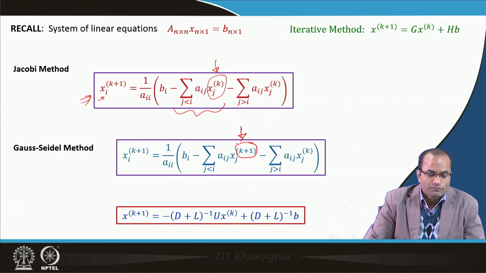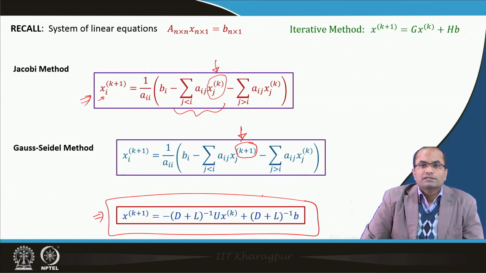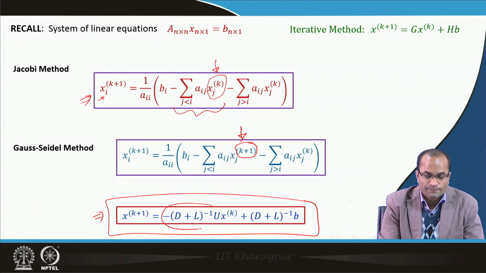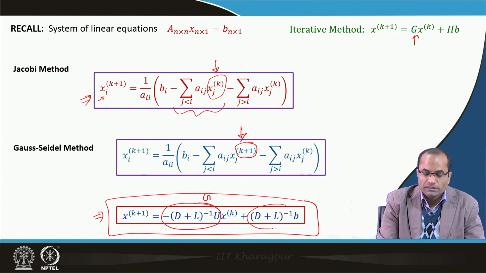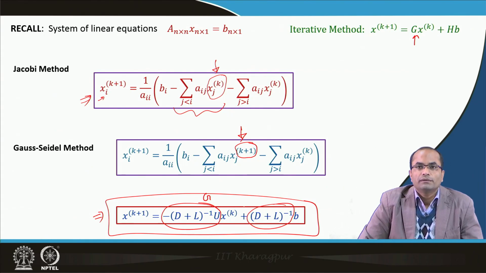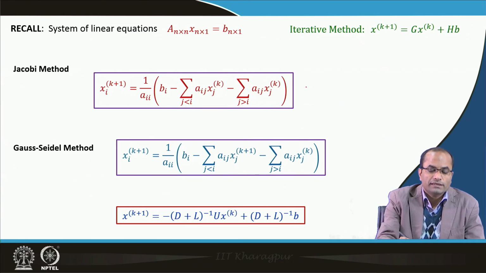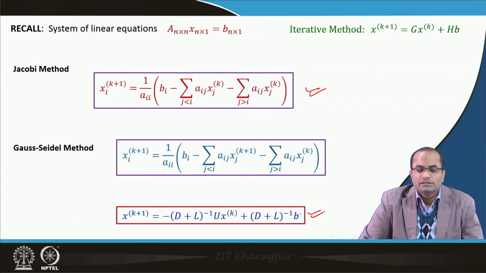As a result, we have also seen in the previous lecture that the vector matrix form takes the following shape: x^(k+1) is equal to minus (D plus L) inverse multiplied by U. That will be the iteration matrix G for the Gauss-Seidel method, and then (D plus L) inverse will come with B. So, these are the forms which we can use. Either we can use the component form or the matrix form, whichever is convenient.